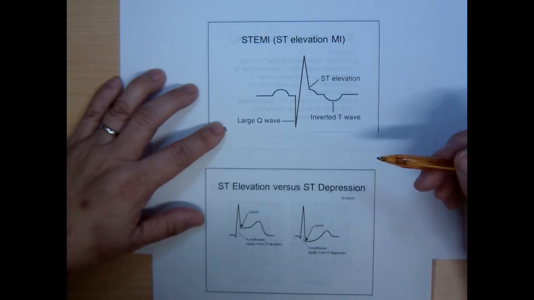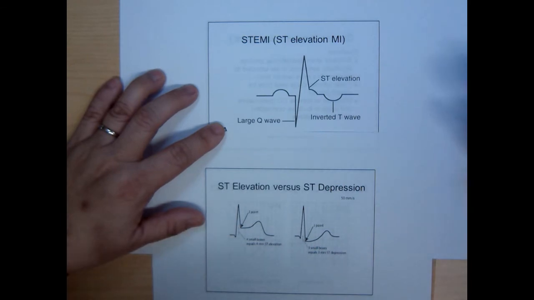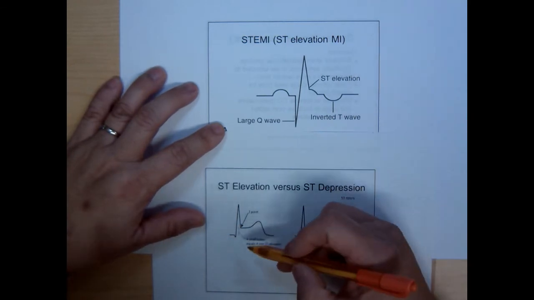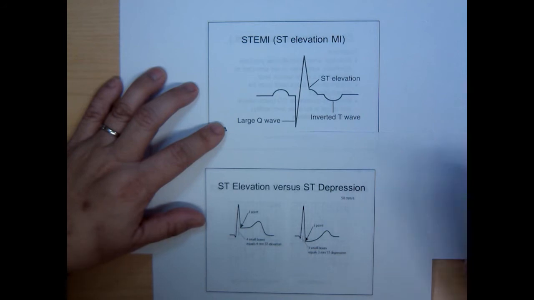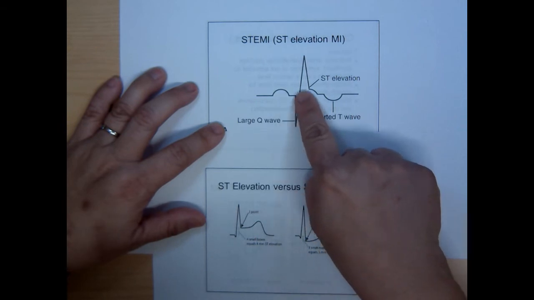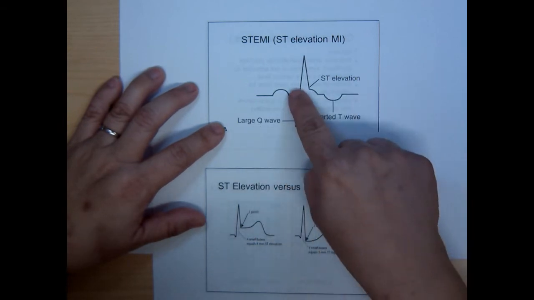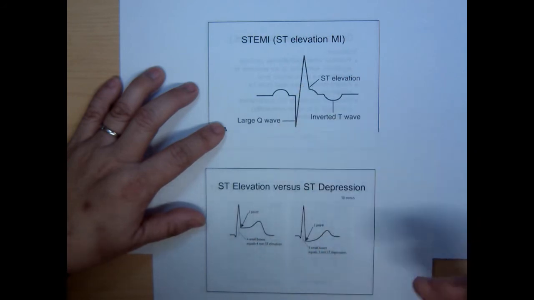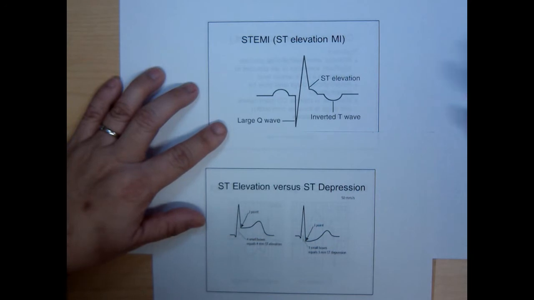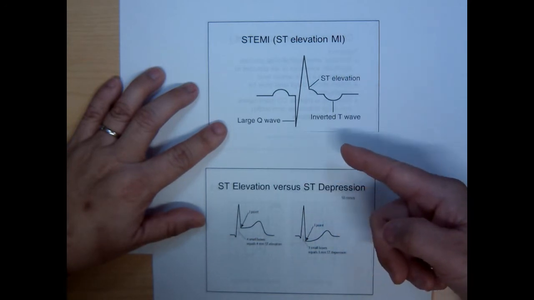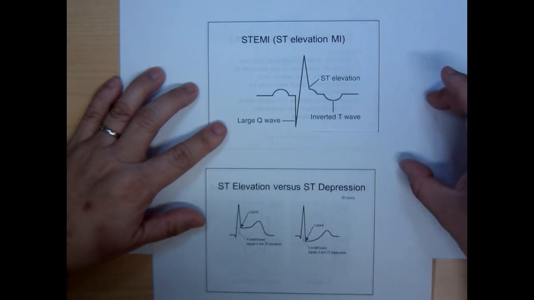You're not here to read 12 leads right now, but when you're looking at a box, how do they really tell whether there's an ST segment? So this is what an ST elevation MI looks like: a large Q wave. That means you've actually infarcted all the way through the wall, and it represents a Q wave on the EKG waveform.